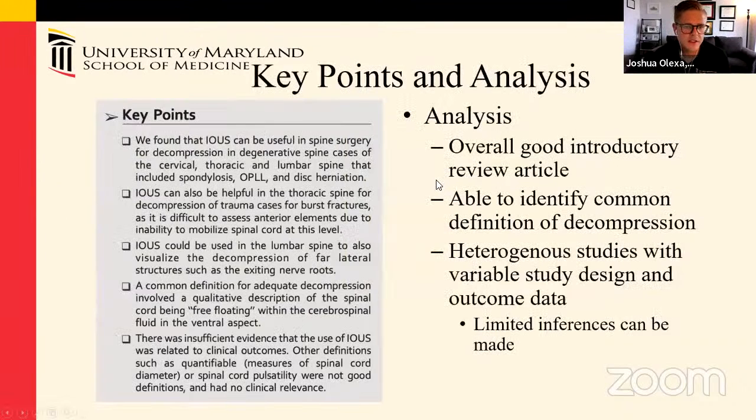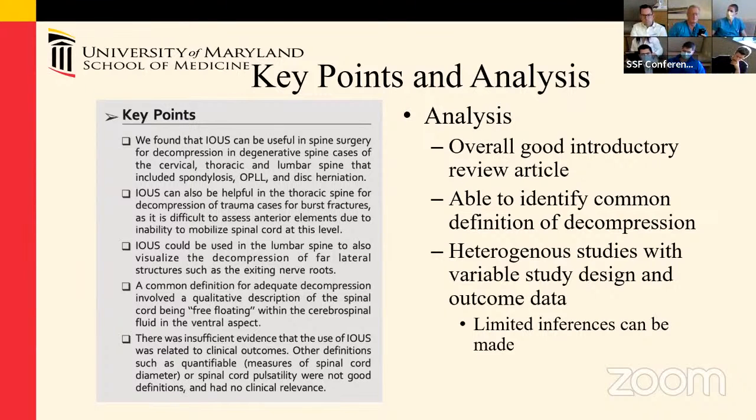So summing up this review article, the review article actually provided a nice key points section in their paper, which sums up everything I just said in the results. But to review, they felt that intraoperative ultrasound, and I would agree, is a useful tool in spine surgery for identifying decompression. In several cases, specifically the ones they looked at in their review, were degenerative cases, trauma, and extradural tumors.